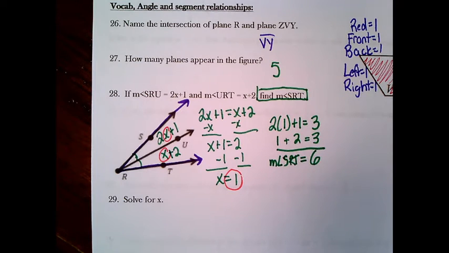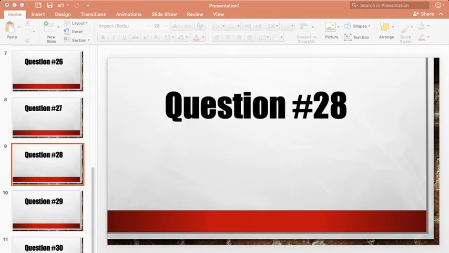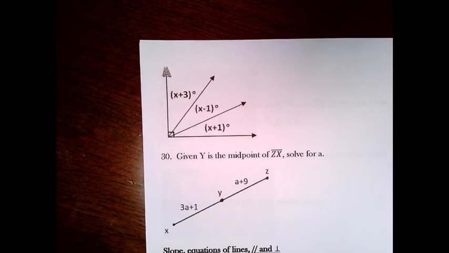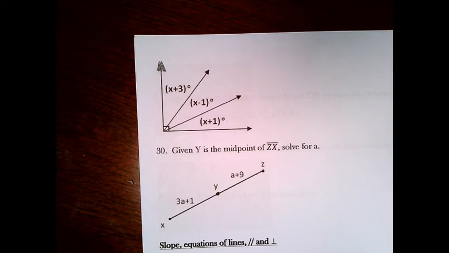Okay, that was that. On to number 29. Whoops. There we go. Question 29. They want you to solve for x on 29. The instructions aren't there. Again, my paper's a little different than yours, but they want us to solve for x, and this is kind of going back to the last problem.